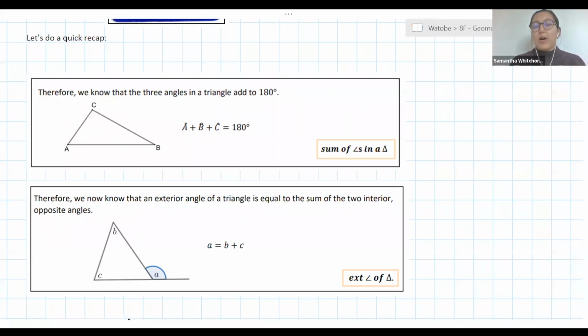And then last week, Wednesday, we spoke about exterior angles of a triangle. We spoke about the fact that an exterior angle of a triangle is equal to the sum of the two opposite interior angles. So the two angles inside the triangle opposite the exterior angle, if we add them together, we'll get the exterior. So those are the two reasons that we've had a look at.